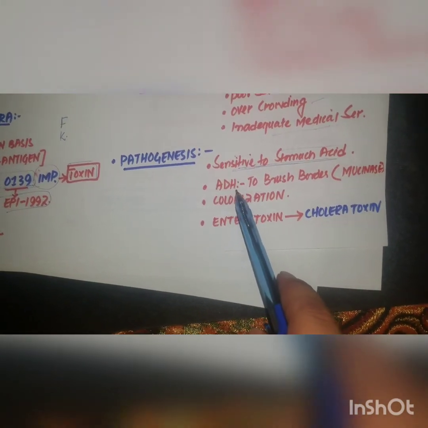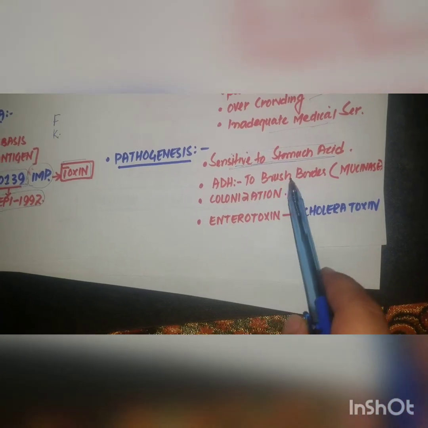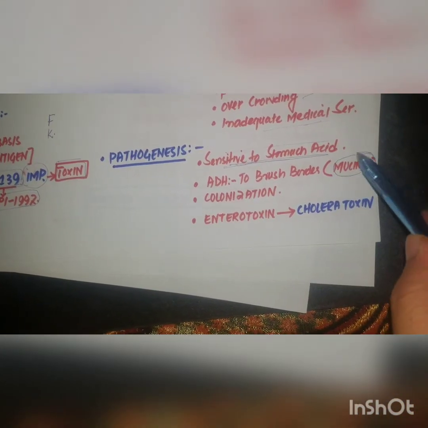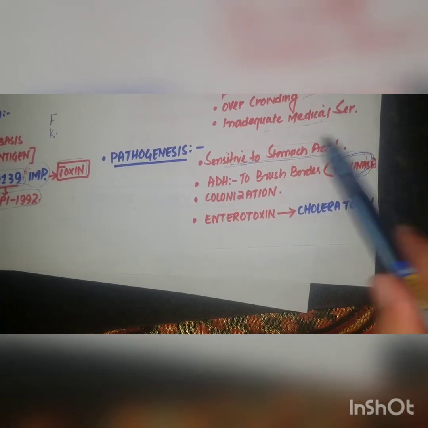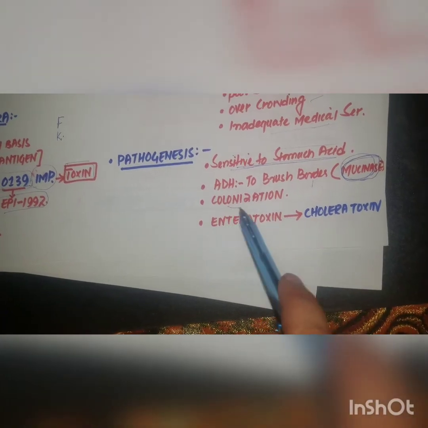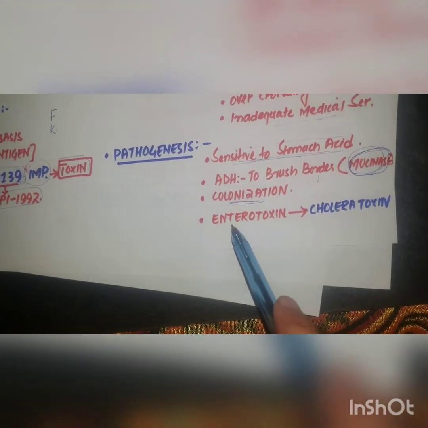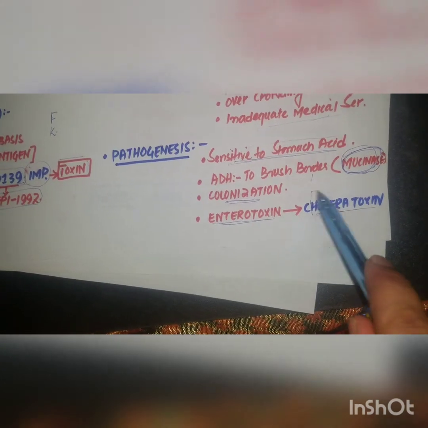The second step is adherence. Adherence occurs through villi to the brush border of the small intestine. Mucinase is an enzyme which has a role there. It dissolves the glycoprotein over the enterocyte and allows the organism to adhere, and colonization then occurs. The next step is the production of the enterotoxin, known as the cholera toxin.